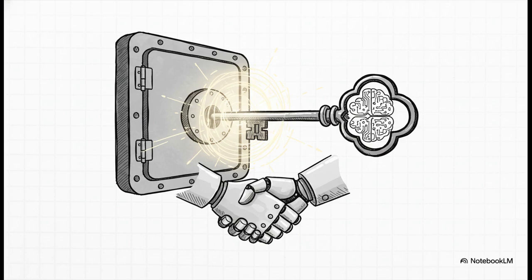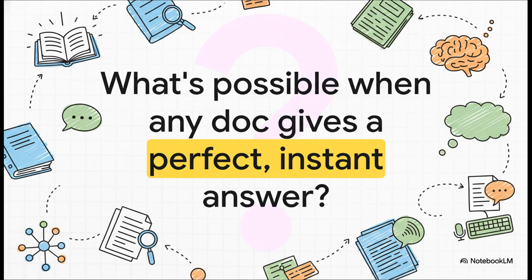So, what's the big takeaway from all this? Retrieval-Augmented Generation, it's not just some technical process, it is the key. It's the key to unlocking the value of all your organization's data, turning a general AI into a reliable partner that understands your specific world. And that leaves us with one final thought to chew on. Just imagine, every manual, every report, every note you've ever taken is instantly accessible and understandable just through a simple conversation. What becomes possible when any document can give you a perfect, instant answer?